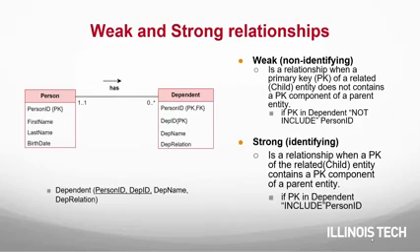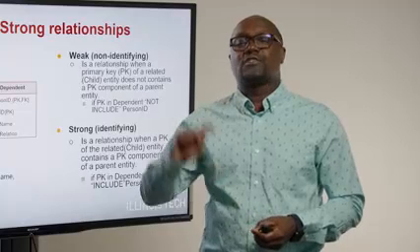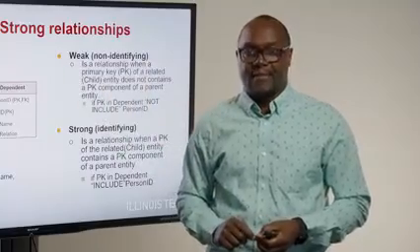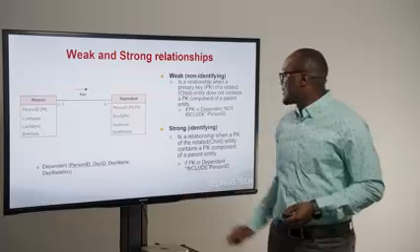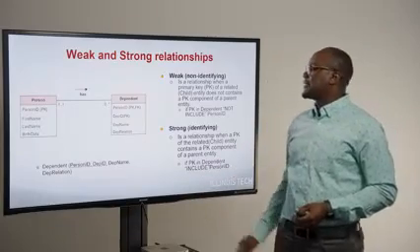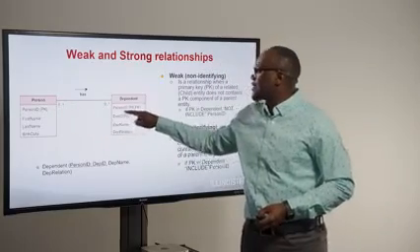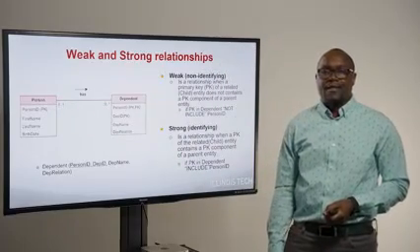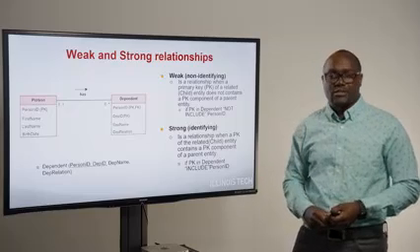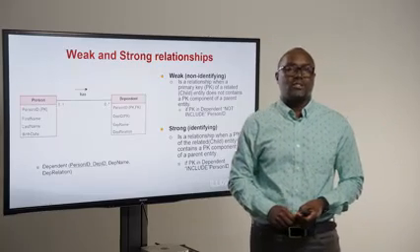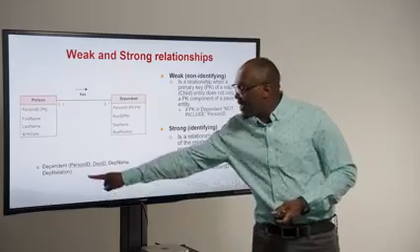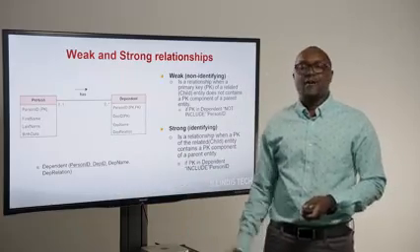However, a strong relationship, which we also call the identifying relationship, is a relationship where the primary key in a weak entity includes a primary key of a strong entity or of a parent entity. An example in our diagram is if the primary key in dependent includes a primary key of another entity, person ID, then that is a strong relationship, or an identifying relationship. And of course, the relation schema still remains the same for our weak entity.